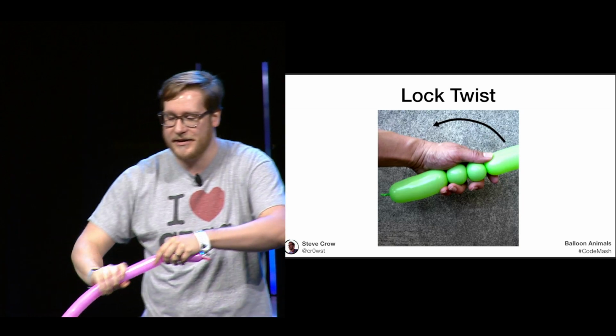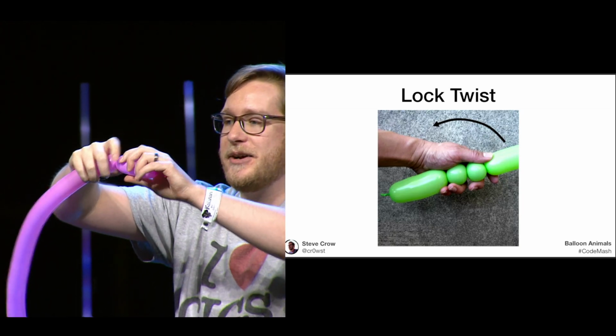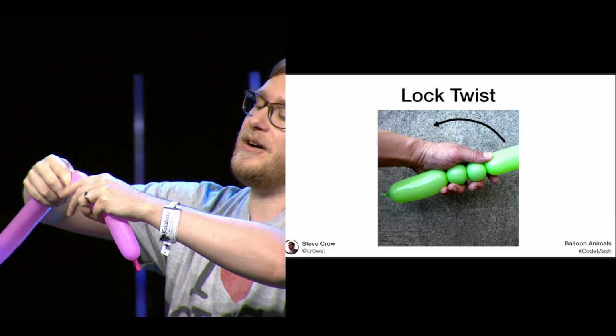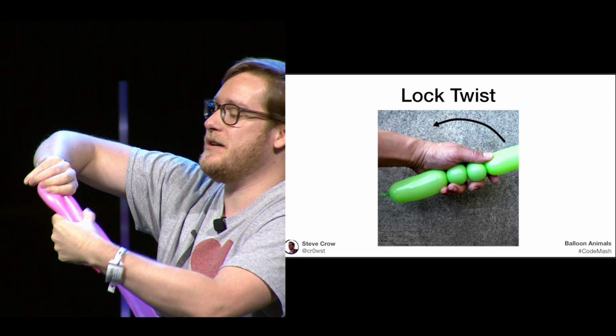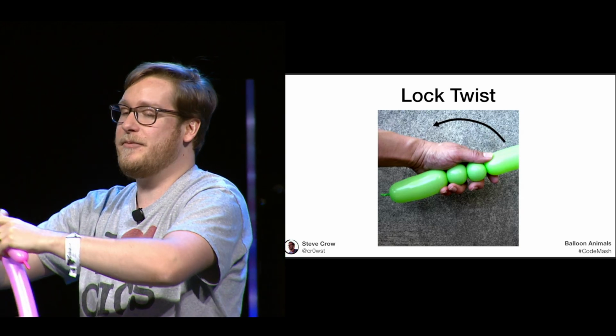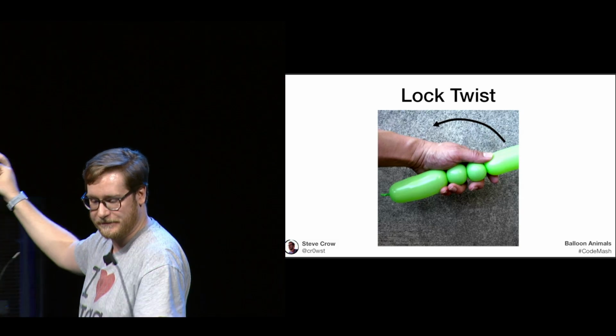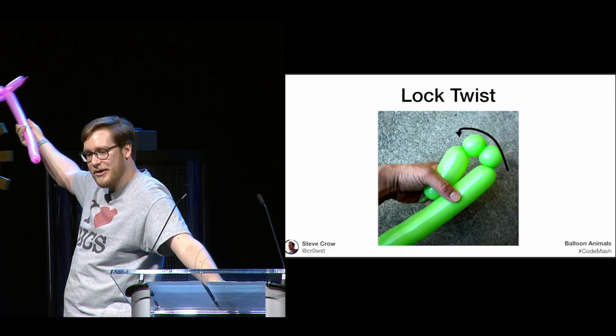So with the lock twist, you start with a basic twist, and then you put another basic twist in there, and another one, and you take the last two, and you twist them together. And the benefit of this is that it locks. It's a lock twist. So you start with that, you go there, right?